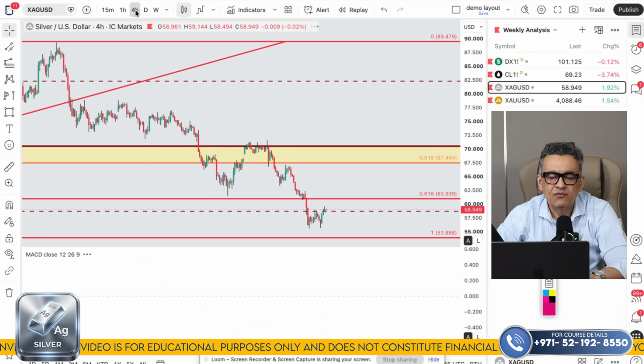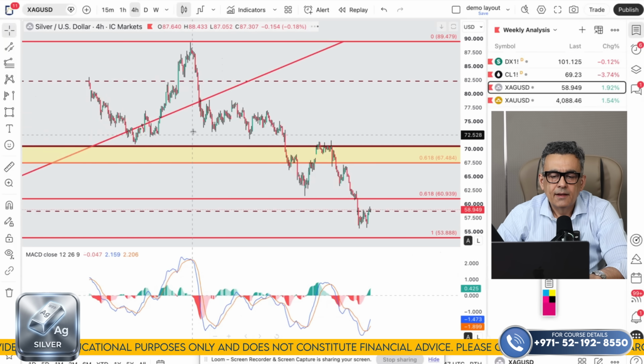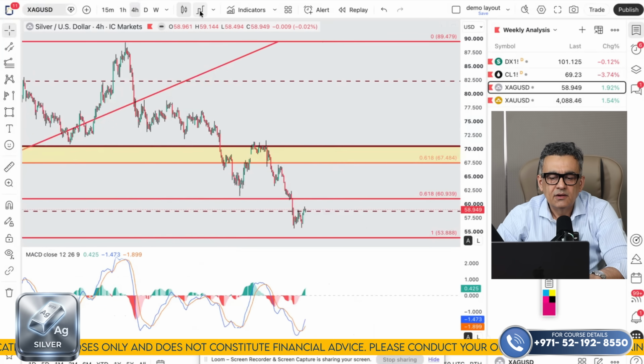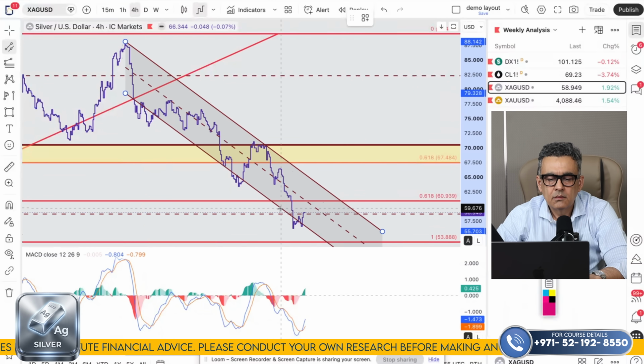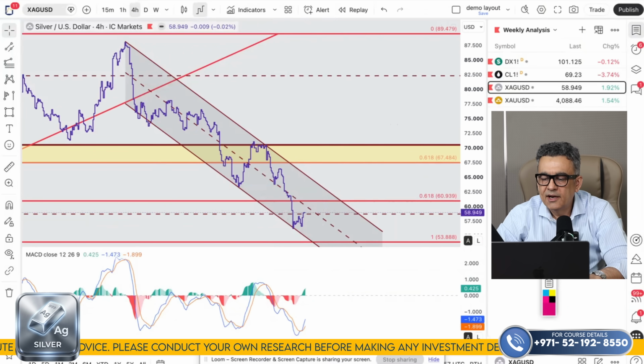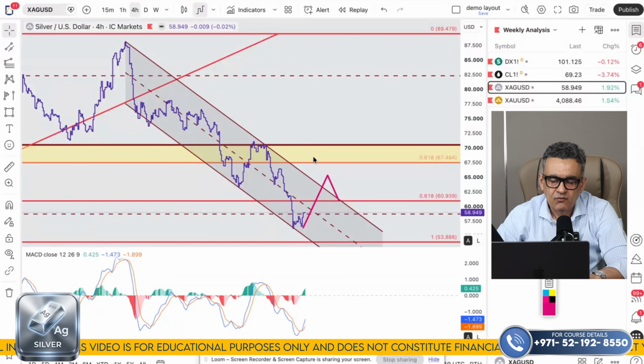Now let's move down to the 4-hourly frame. On the 4-hourly frame, it is perfectly moving in the downward channel here, so we can use another one. Now it bounced off precisely from the lower edge of the falling channel. So we need a break above 67.48 to confirm the bullish reversal here. And in case we see a reversal, a break above the upper edge of the falling channel, that would be short-term invalidation of the bearish view.